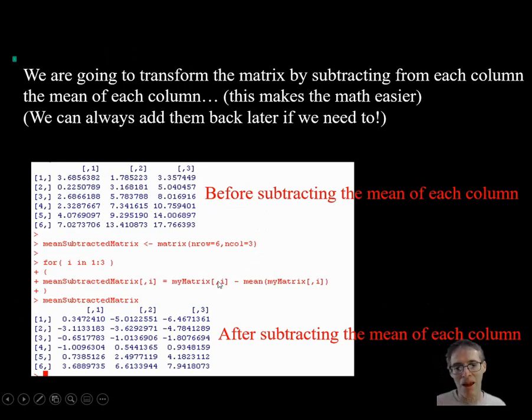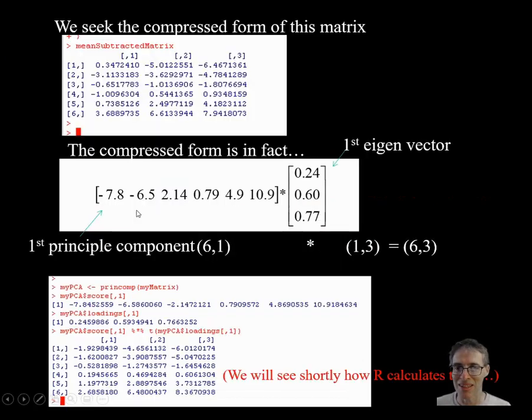Just to make the math work out with the way the PCA in R is implemented, I'm going to mean subtract these columns and work on these mean subtracted columns. Of course, if I remember the mean of each column, I can always get back the original matrix by just adding the means back in. Okay. So now what I'd like to seek is the compressed form of this matrix.